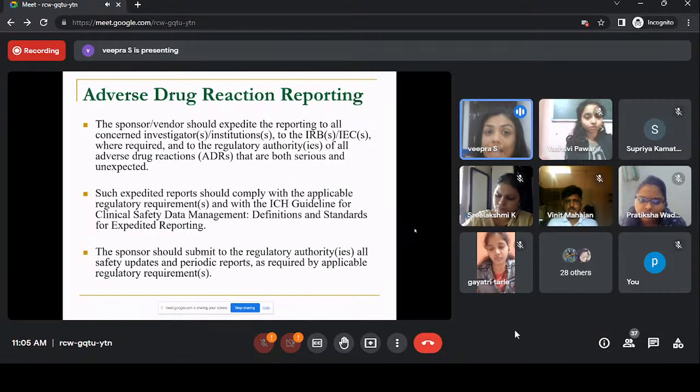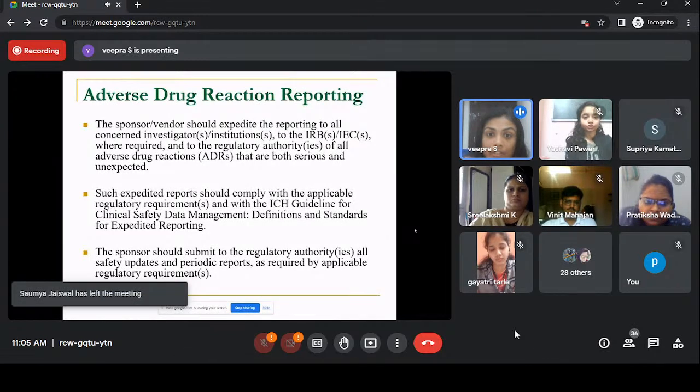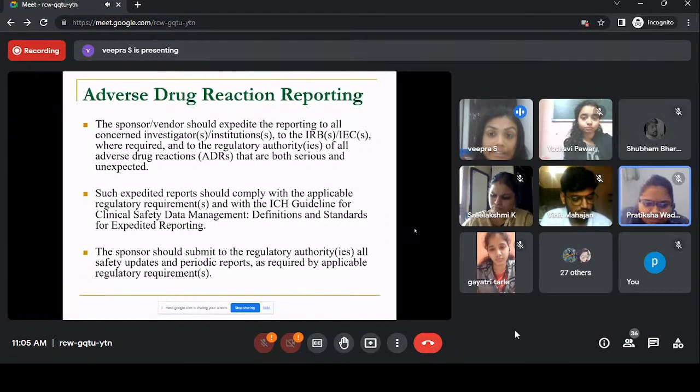Then what is adverse drug reaction reporting? What is an adverse drug reaction? Unwanted reaction. Okay, related with the drug or not related with the drug? Related with the drug.